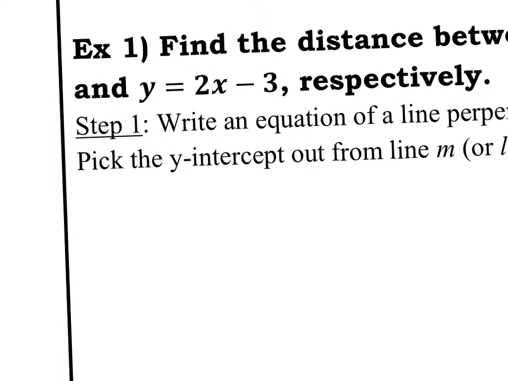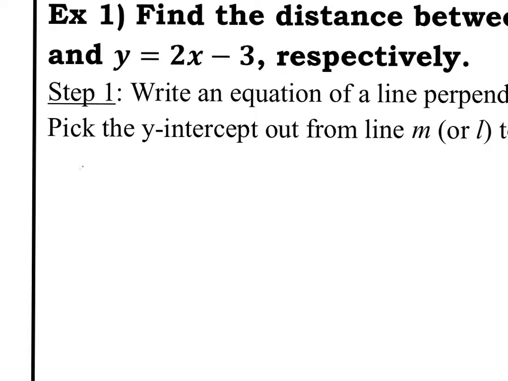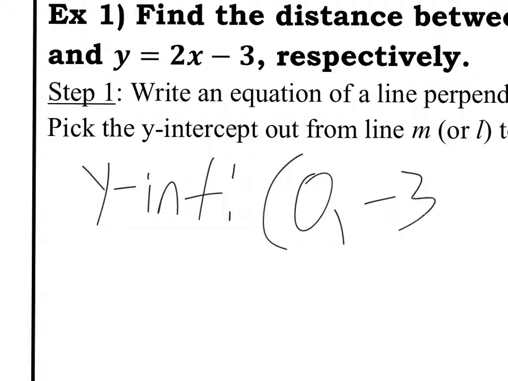Here's line M, y equals 2x minus 3. So my y-intercept here is at 0, negative 3. How do I know that? Because remember, this is in slope-intercept form. The 2 is the slope because it's married to the x. It's the m. And then the minus 3 is the b, the y-intercept, where it begins. So I'm going to use 0, negative 3 for my endpoint there.